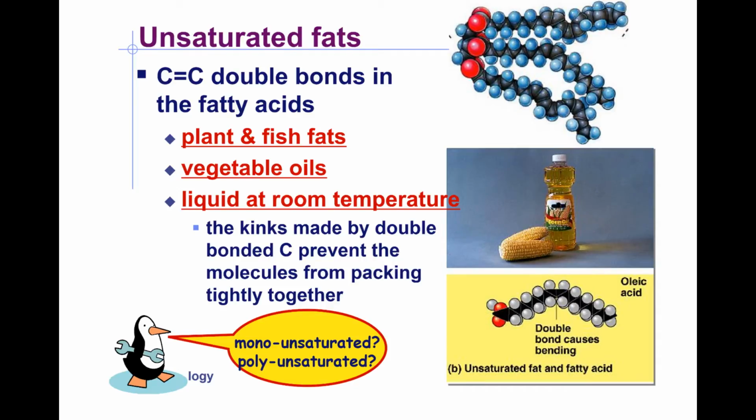Because they're not straight, because of those double bonds, they have these bends or kinks, and it means that the molecules can't be packed in nice and tight with each other. So that prevents them from attaching and packing into your veins and your arteries. So this is why these are healthier for you than the saturated fats.